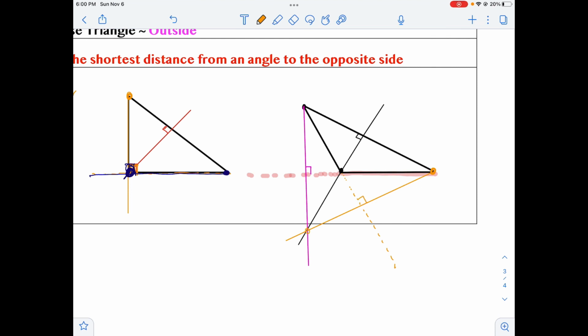So now where they intersect is our orthocenter. So it is on the outside of an obtuse triangle, and extending those sides, knowing that we're going to the opposite side, helps a little bit with those, but it is always on the outside.